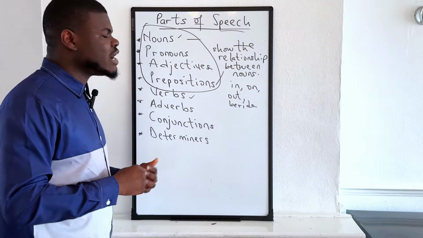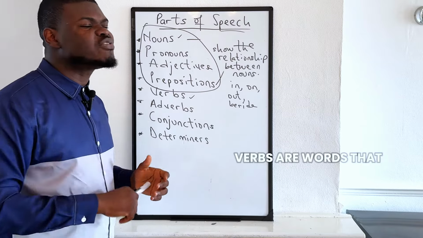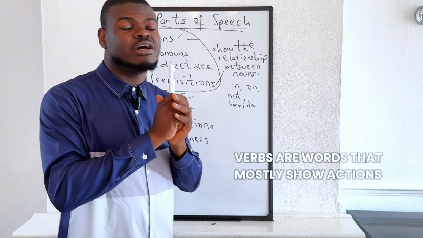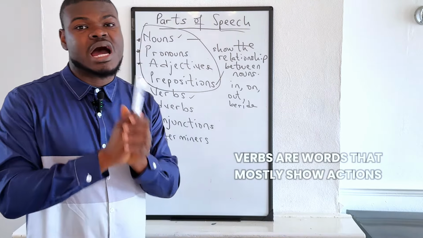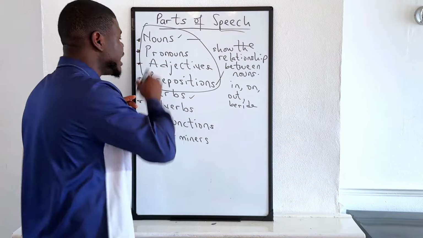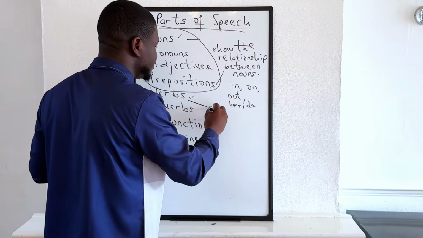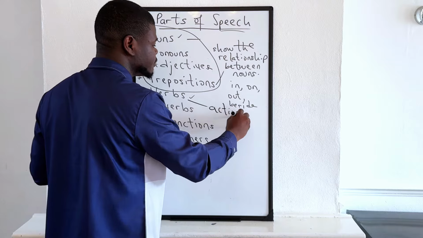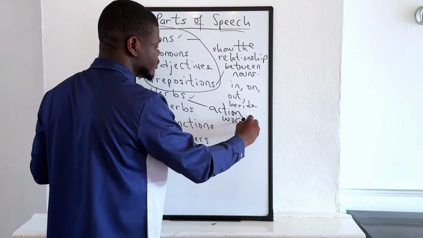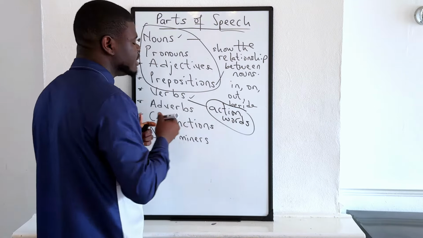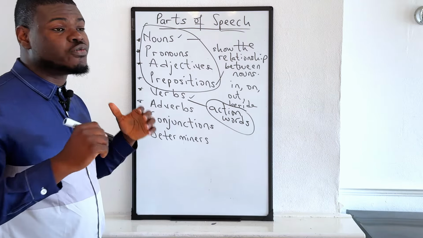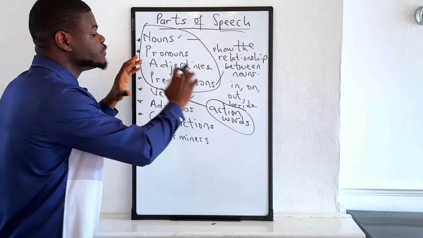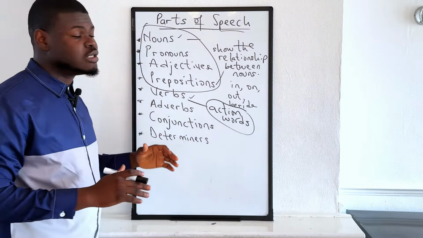Now, what are verbs? Verbs are words that mostly show actions. So if nouns are names, verbs would be action words. Yeah? I understand that there are different types of verbs, but for this lesson today, I will just focus on these. So verbs show actions.